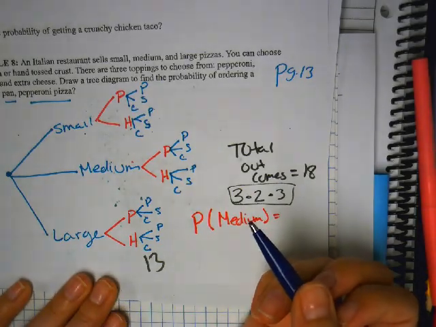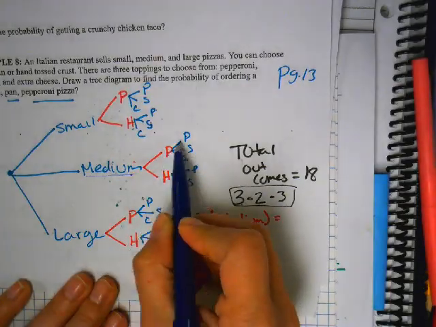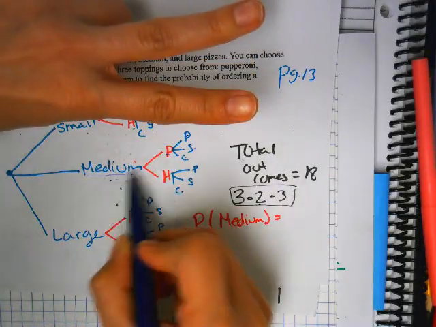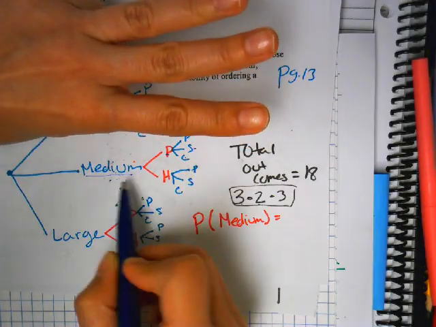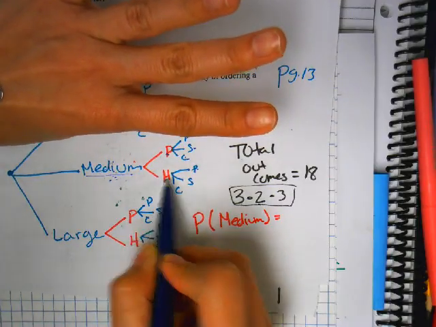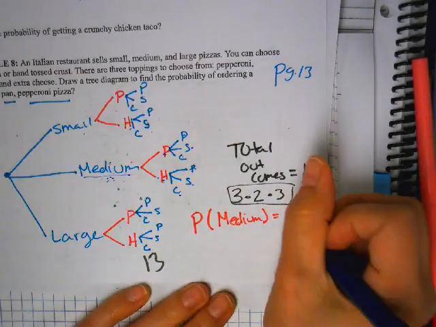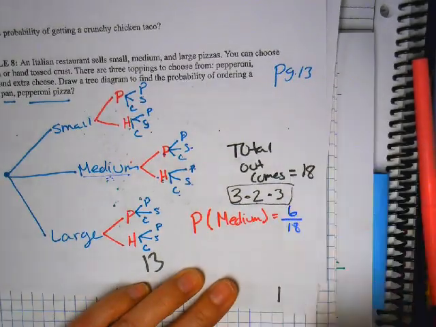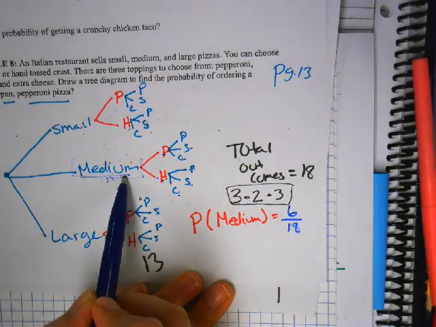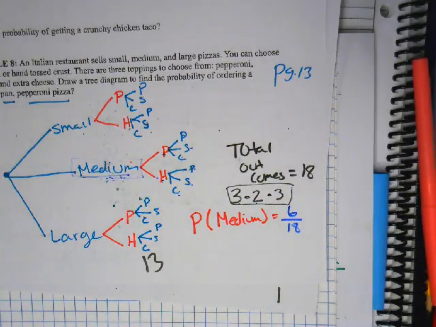Okay, so this is medium pan pepperoni, that's 1. Medium pan sausage, 2. Medium pan cheese, that's 3. I can do medium hand pepperoni. I could do medium hand sausage, medium hand cheese. So that would be 6 out of 18. So I go here, and this does not mean 1, right? It's all of these end branches, okay? All of these end branches.